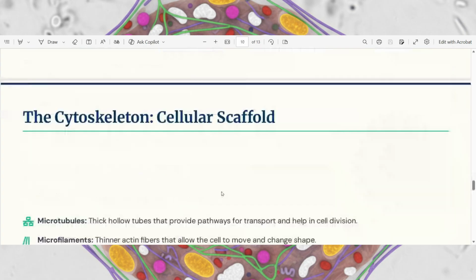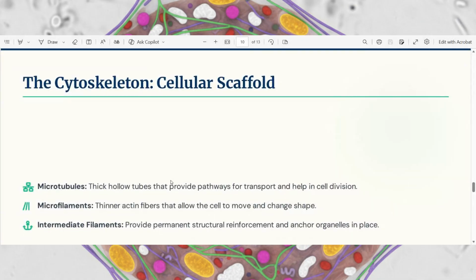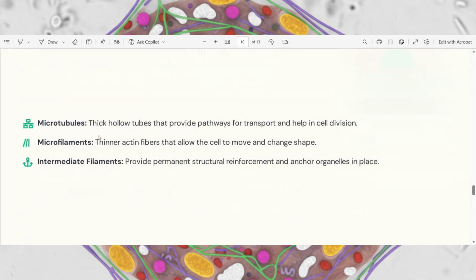Let's talk about the cytoskeleton. Cellular scaffold. Microtubules are thick, hollow tubes that provide pathways for transport and help in cell division. Microfilaments, thinner actin fibers that allow the cell to move and change shape. Intermediate filaments provide permanent structural reinforcement and anchor organelles in place.